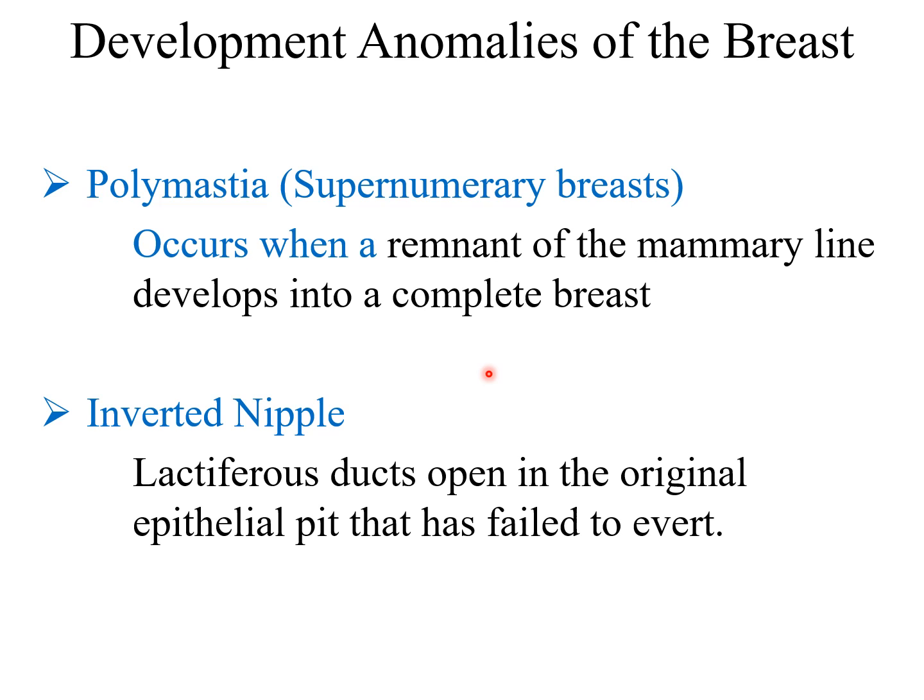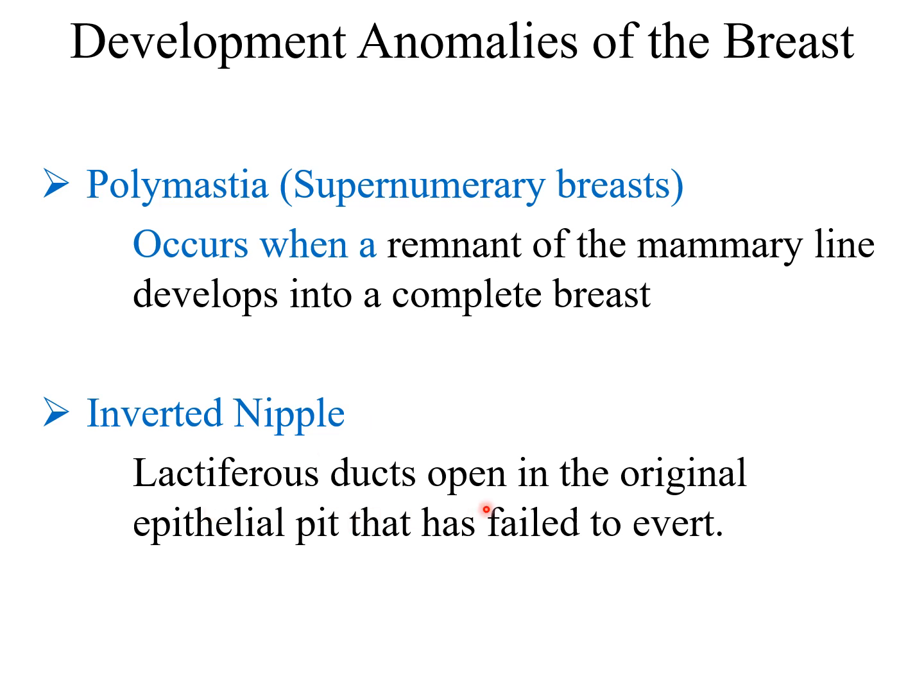Polymastia, or supernumerary breast, occurs when a remnant of the mammary line develops into a complete breast. That way, some part of the mammary line persists and then transforms into a complete breast. The buds penetrate the mesenchyme, divide into many branches, and then canalize to form a complete breast. That is known as supernumerary breast or polymastia.